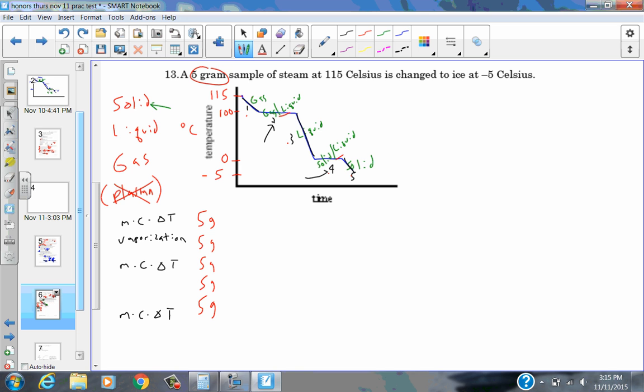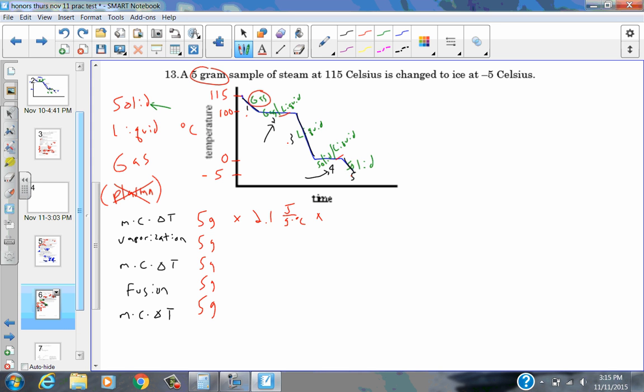Same token down here on number 4. That's where it's freezing, the heat of freezing. But they don't call it the heat of freezing. They call it the heat of fusion. So far I'm just setting things up, and I've got a plan. It's a 5-step process. The first one is m times c times delta T. At number 1, it's a gas. The specific heat, which is c, of a gas is 2.1 joules per gram times degrees Celsius.